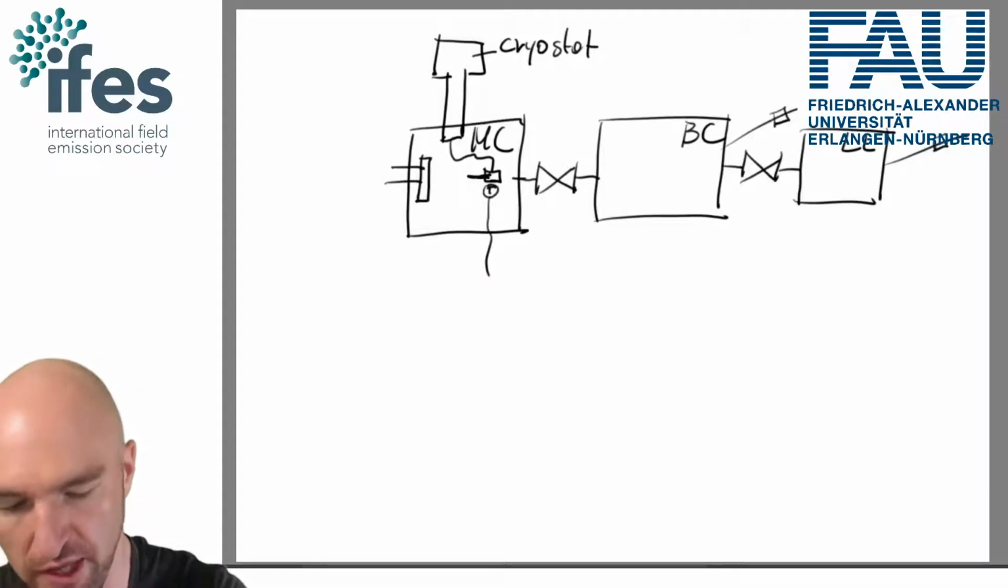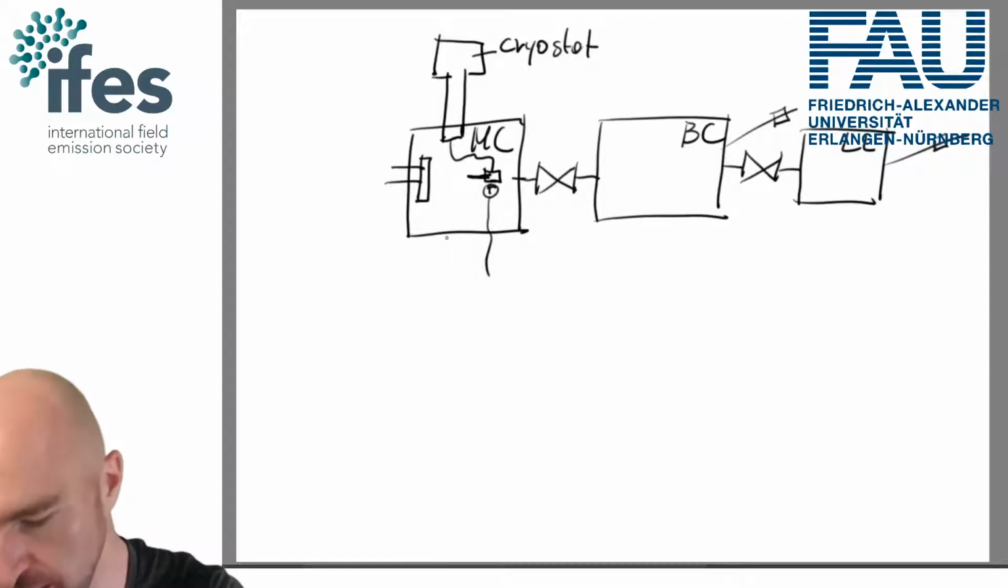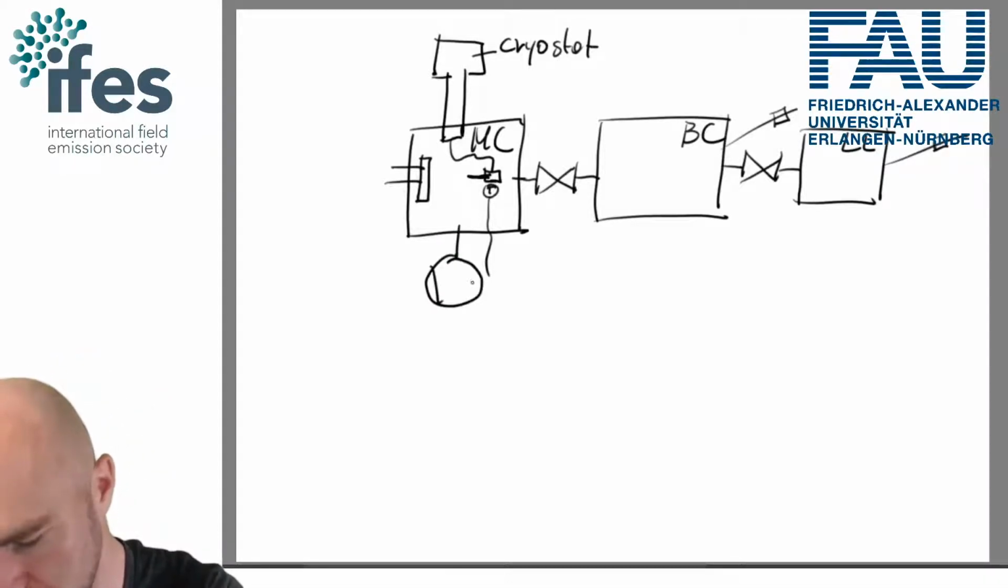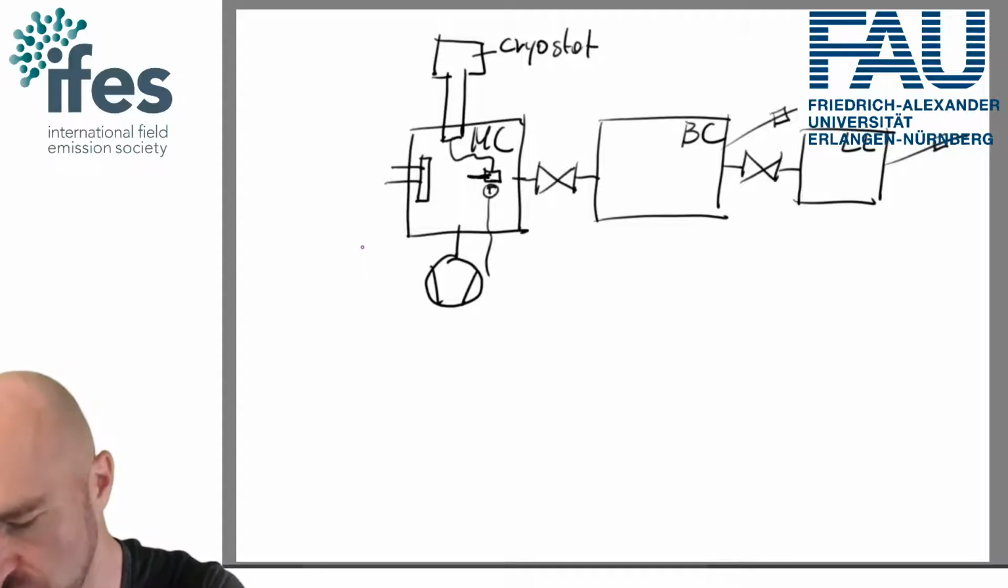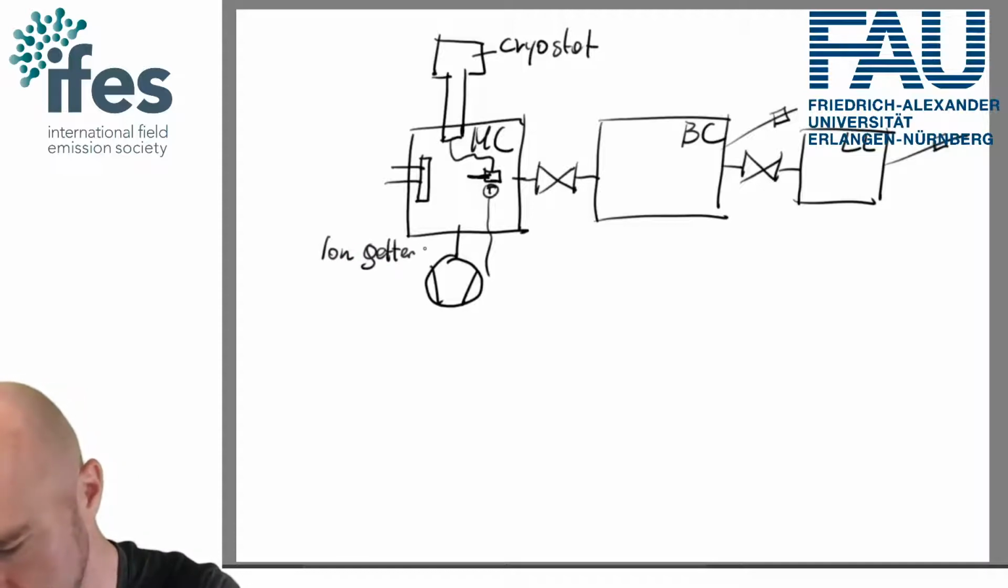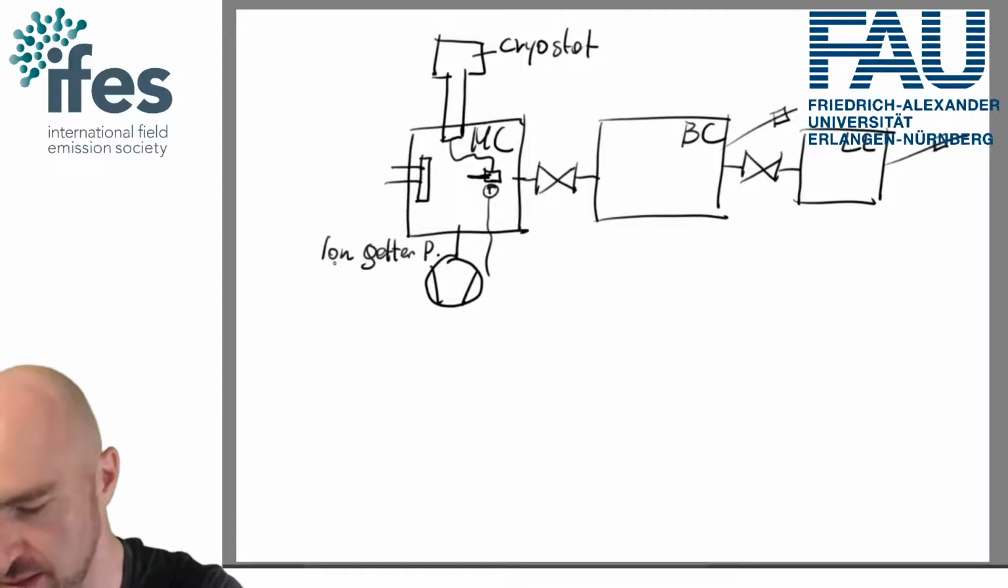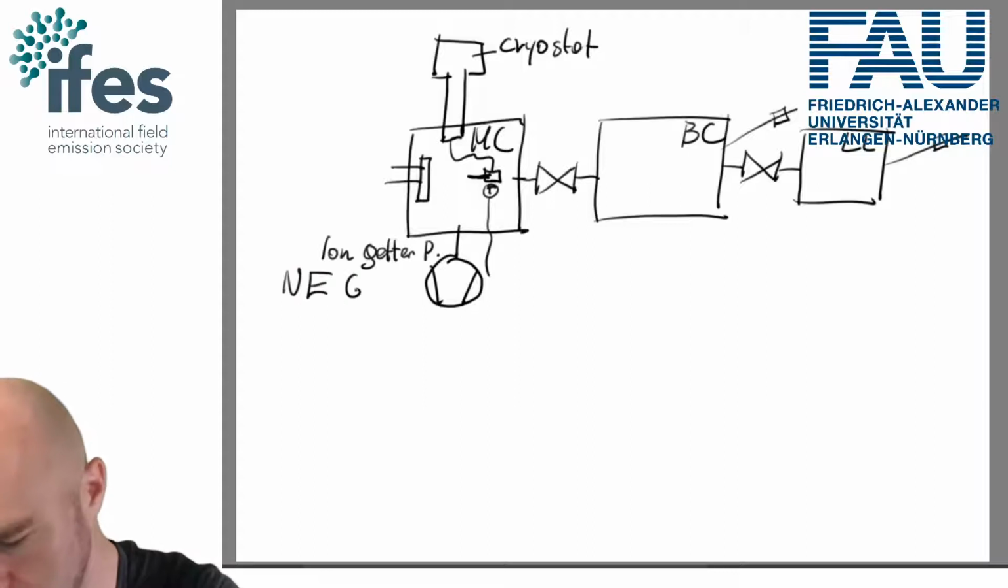And here usually you have some manipulation options as well. And this system is then connected to a pump. So this is the symbol for a pump. And we can have various types of pumps that we will go through. But essentially this is very often a so-called ion getter pump. Or it could be a non-evaporative getter pump, or it could be a turbo pump.